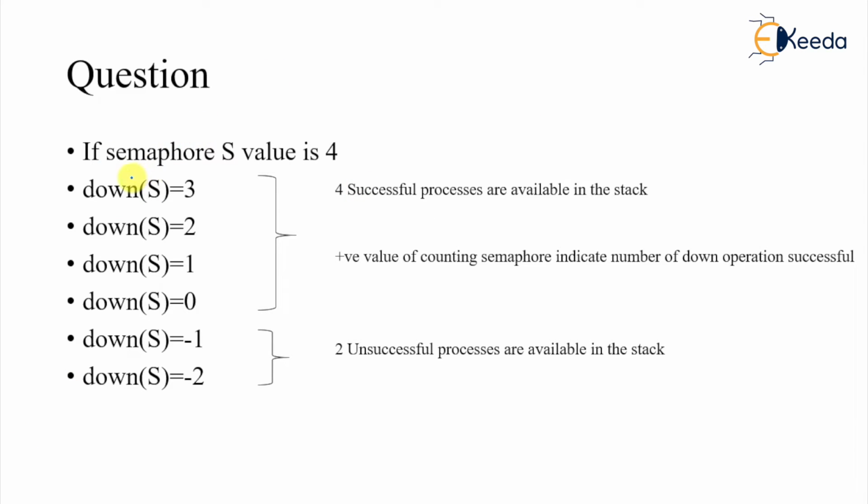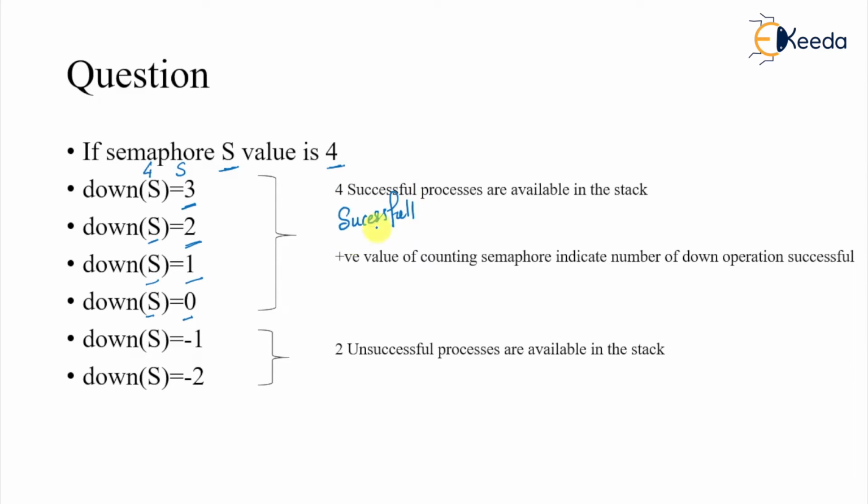Now here, if I have a counting semaphore value S as 4, and I do down of S, it will become 3. Down of S will become 2. Down of S will become 1. Down of S will become 0. All this will be considered as your successful operation.